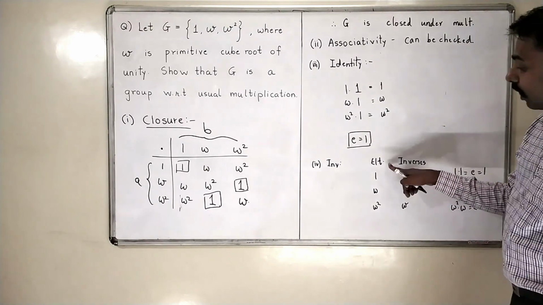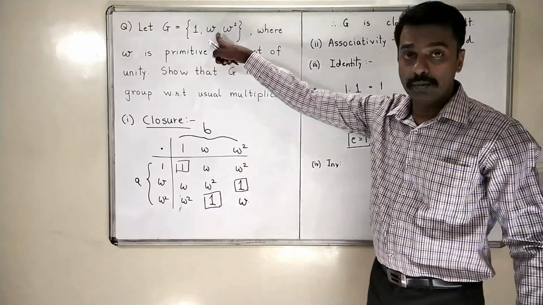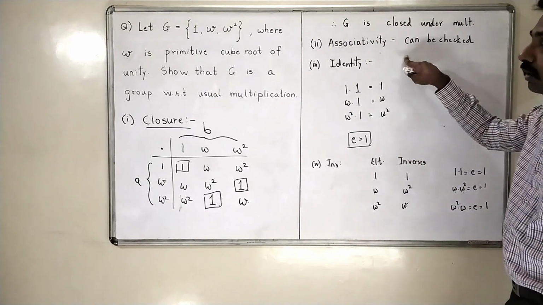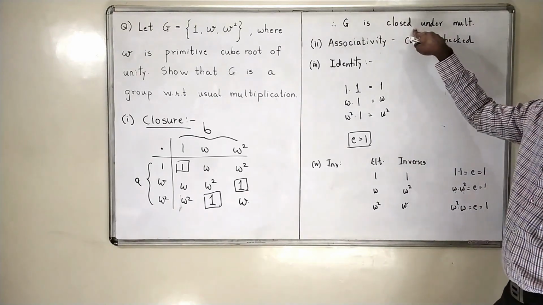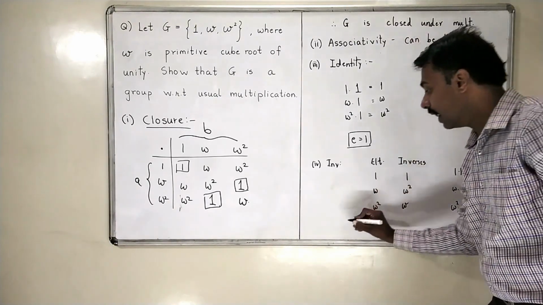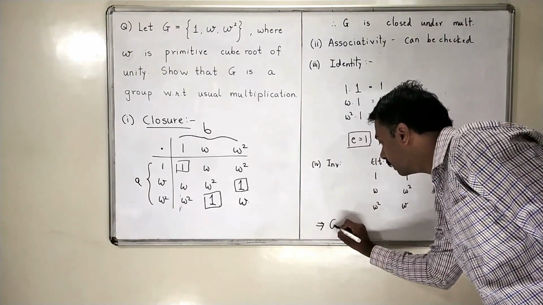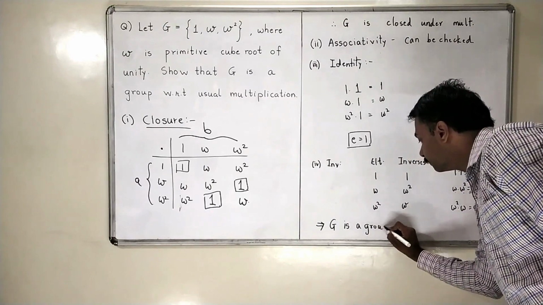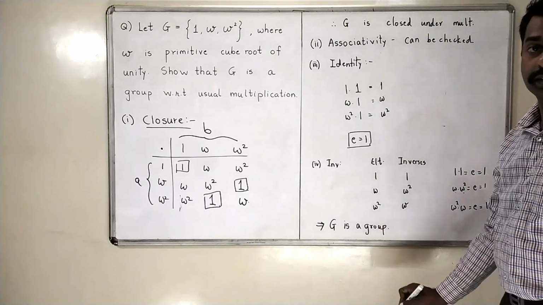So, this means that all elements in my G, 1, omega, omega square, have inverses also. I have identity also, associativity is also there, and G is also closed under multiplication. This means that G is a group. So this finishes our third exercise.